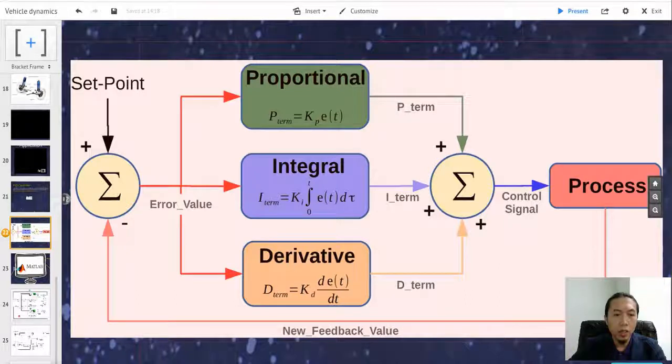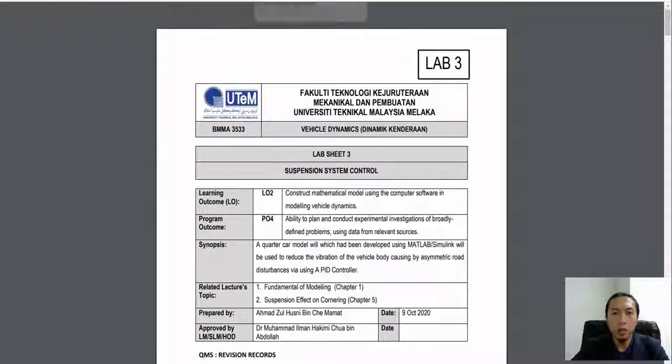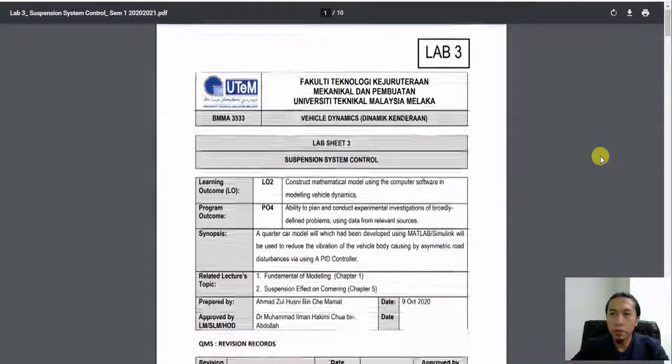So usually the stability can be obtained using only the proportional term. The integral term permits the rejection of a step disturbance. And last one, the derivative term provides damping or shaping of the response. Okay, so let's go to our lab here.